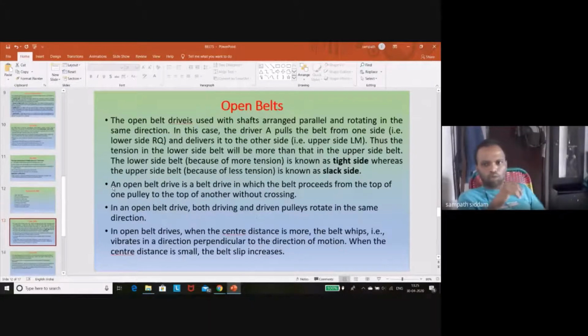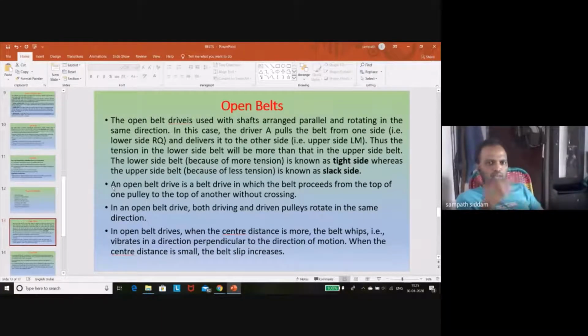First we'll move on to the open belt drive. An open belt drive is used with shafts arranged parallel and rotating in the same direction. In this case, you have your driver which pulls the belt from one side, as I already told. This is your driving shaft member, and the driven shaft member pulls from the other side and delivers it to the other side. So if this is your lower one, this will be your upper one. If this is your upper one, this will be your lower one. The tension in the lower side belt will be more than the upper side one.